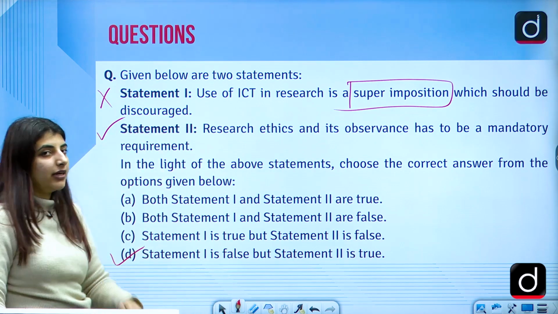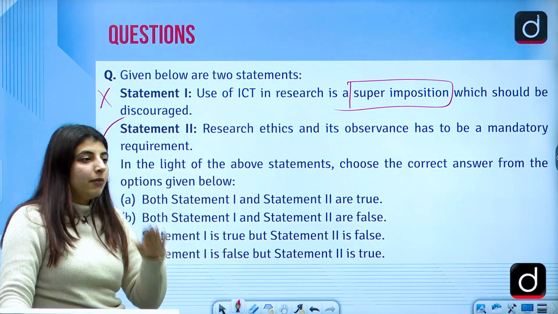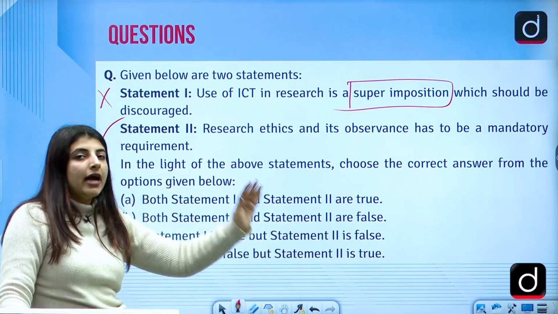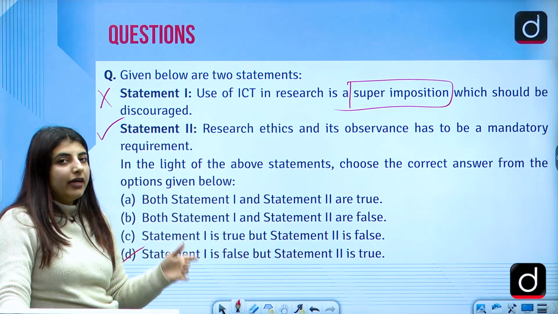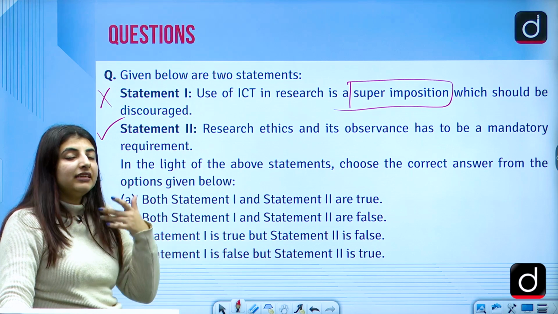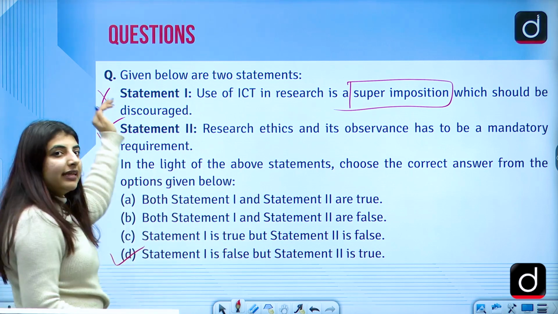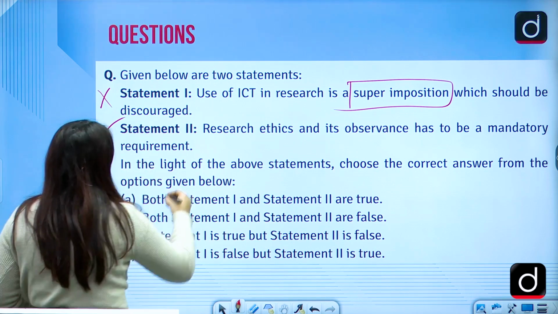Why should this be discouraged? It should not be discouraged, because people in today's time are moving forward with technology and we are not moving backward. So we should know what is making things easier for us and we should choose ICT if we are doing research. Hence, statement 1 is false.